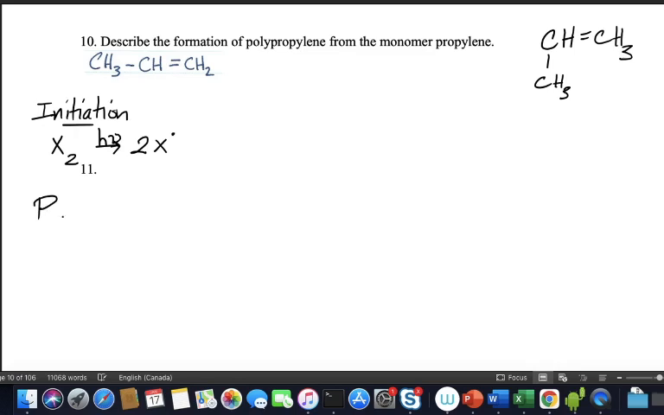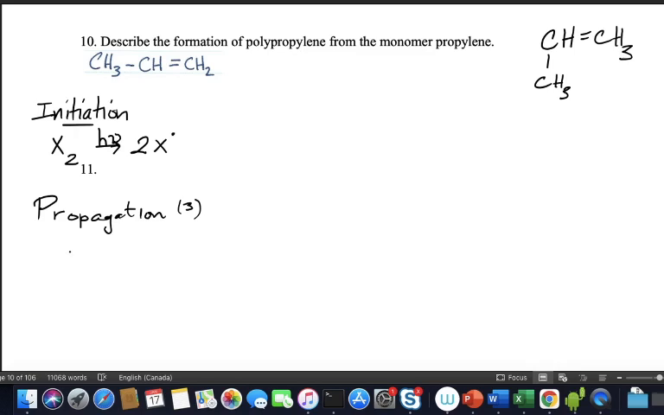Step 2 is propagation. Our propagation phase, this is where we're going to add the monomer to itself and replicate the compound in order to create a polymer, many monomers together. We typically ask for 3 propagations, so 3 additions of the monomer.